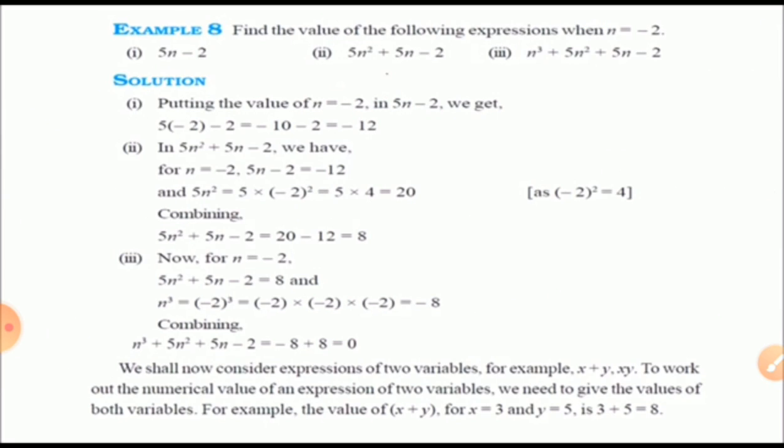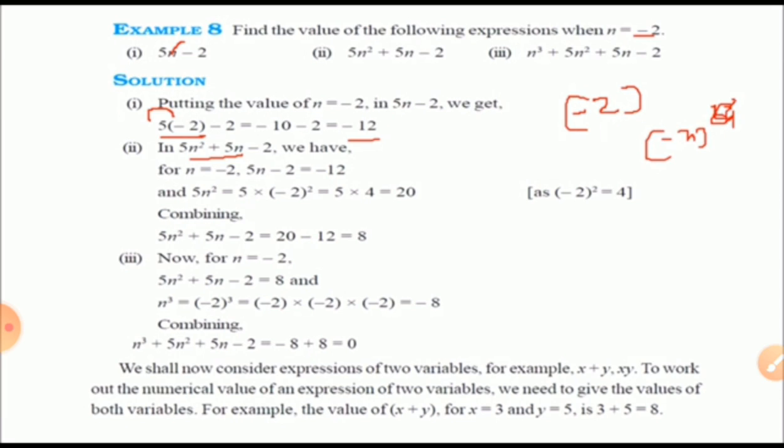Example number 8. Find the value of the following expressions when n is equal to minus 2. So 5n minus 2. In place of n, put minus 2. So 5 into minus 2, minus 2, which gives you minus 10 minus 2. Both are negative numbers, so we can add up. Yes, it's minus 12.